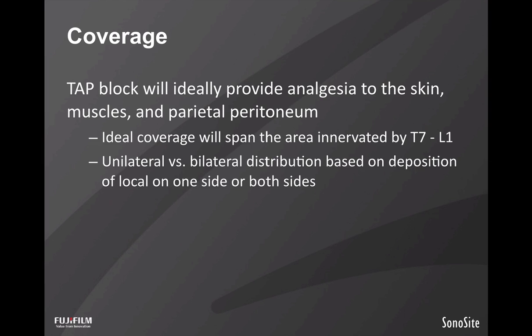The tap block will ideally provide analgesia to the skin, the muscles, and the parietal peritoneum. The ideal coverage, as we've learned in the textbook, is innervated by T7 to L1. Unilateral versus bilateral distribution is based on the deposition of local anesthetic on one side versus both sides, as it makes sense that if we do a tap block on only one side, we will only have coverage on that side. It will not cross over to the other side.